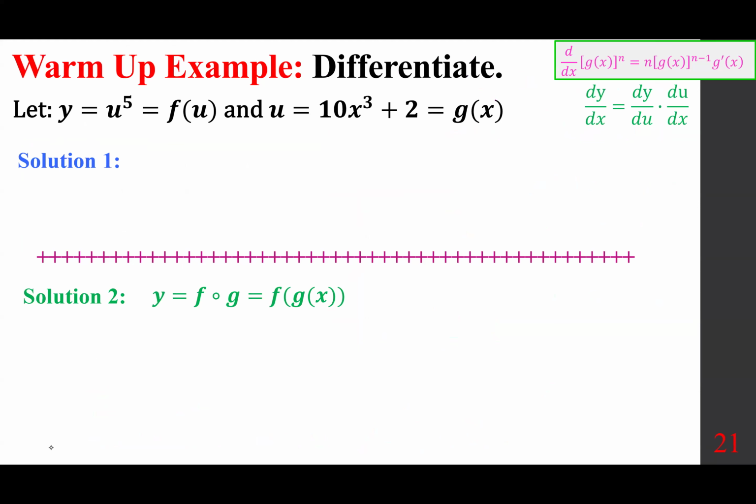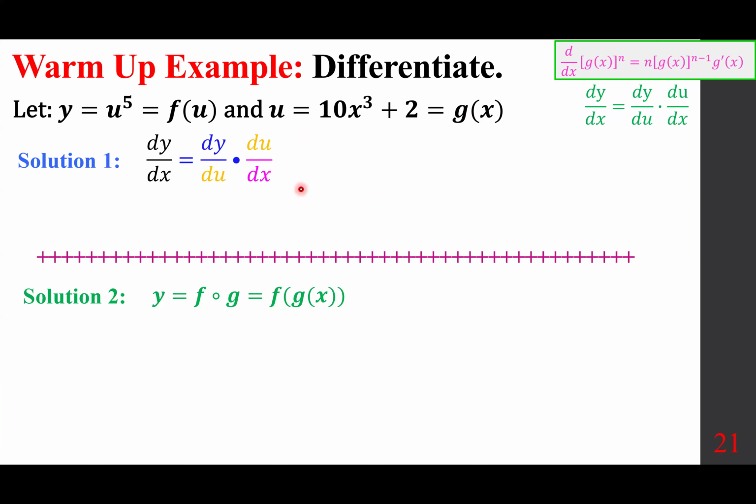Warm-up example where y is given as u to the power of 5. It makes it a function of u. And u is given as 10x cubed plus 2, which makes it a function of x. If you want to go by Leibniz's notation, dy/dx is dy/du times du/dx. Please understand, if you assume this is a fraction, these two cancel each other, okay?